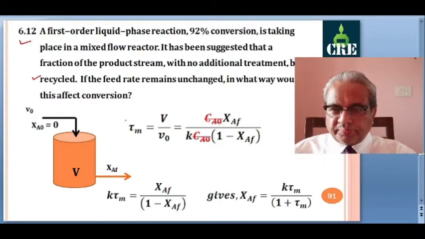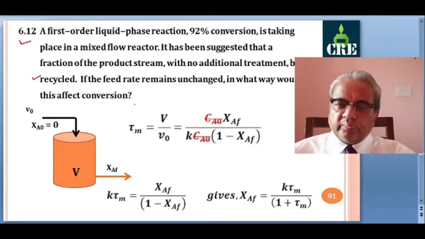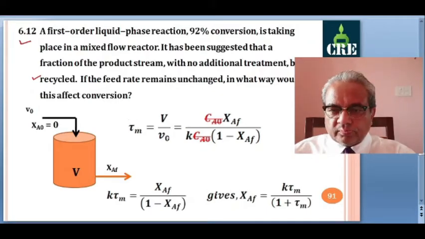Mixed flow reactor, a mixed flow reactor here. So tau m is equal to V by V0, and that is equal to Ca0 XA by minus Ra. XA is XA final now. Minus Ra is K Ca0 into 1 minus XA. Ca0 cancels out, and this K is taken on this side as usual. K tau m is XAF by 1 minus XAF, and from this we obtain XAF as K tau m by 1 plus K tau m.